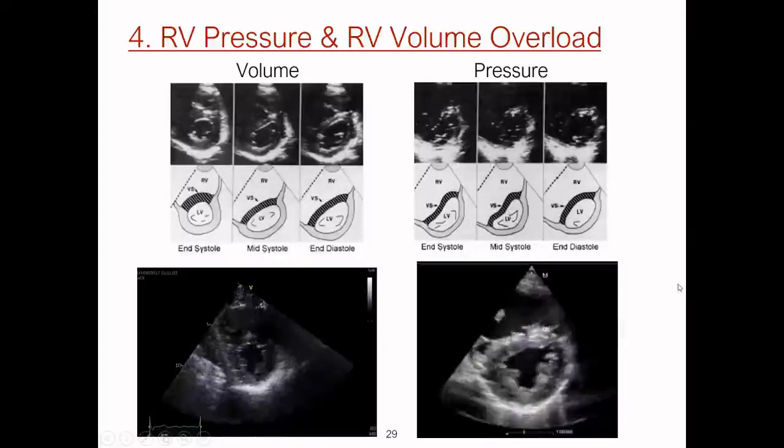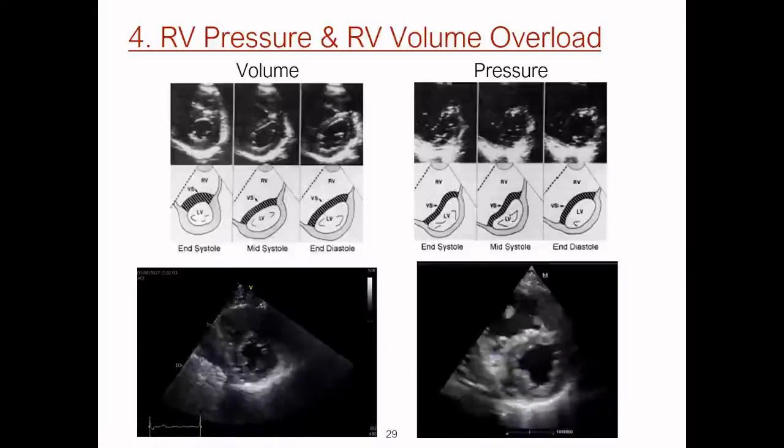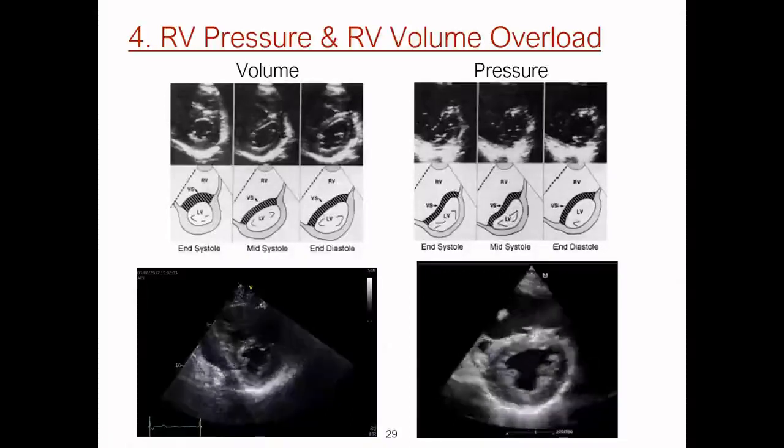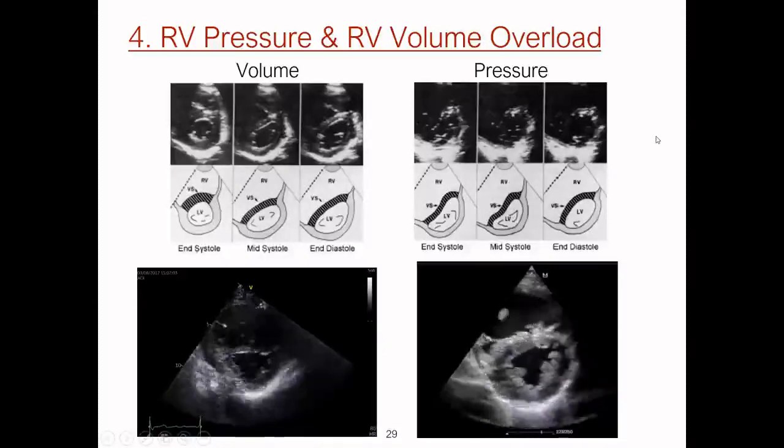You can have, obviously, a combination of RV pressure and volume overload, where you have extensive flattening of the ventricular septum throughout both cardiac systole and diastole.